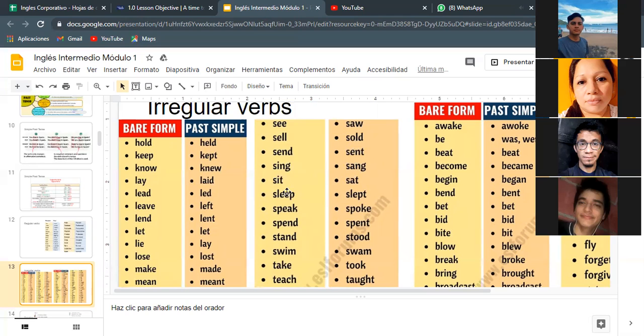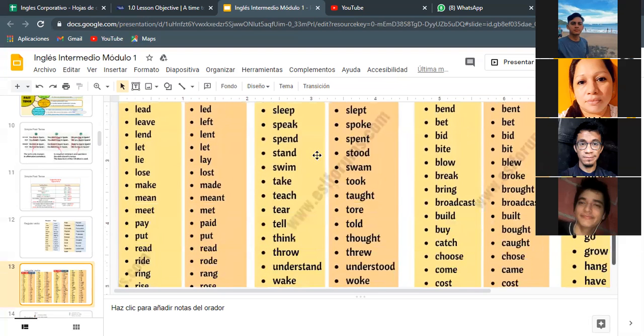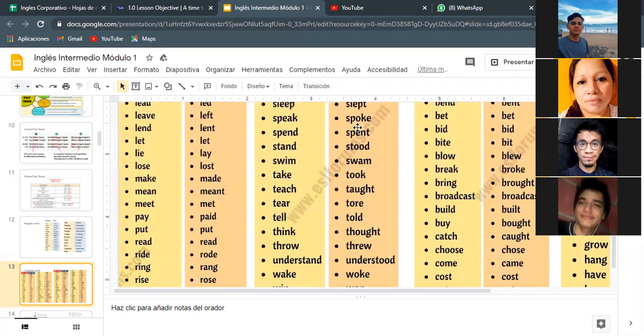Sang. Sit, sat. Sleep, slept. Speak, spoke. Spend, spent. Stand, stood. Swim, swam. Take, took. Teach.